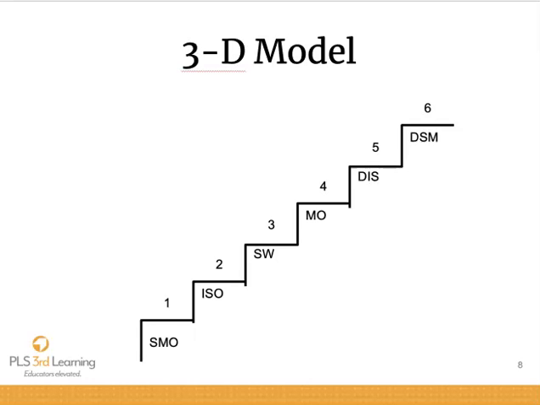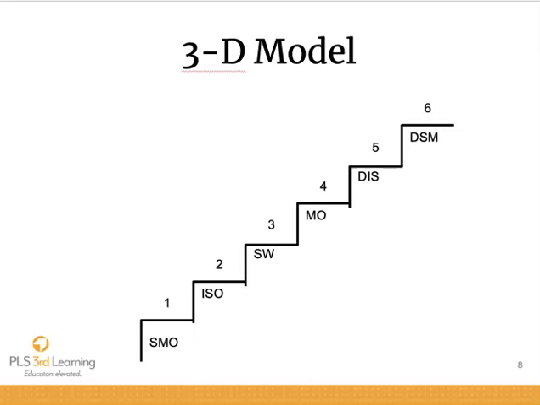Step 1 is the subject matter objective. I'll abbreviate that with SMO. Step 2 is the interpersonal skill objective. I'll abbreviate that with ISO. Those 2 represent the first D, direct. Step 3 is students' work. I'll abbreviate that with an SW. Step 4 is teacher monitors and observes, abbreviated with MO. Those 2 steps represent the second D, do.